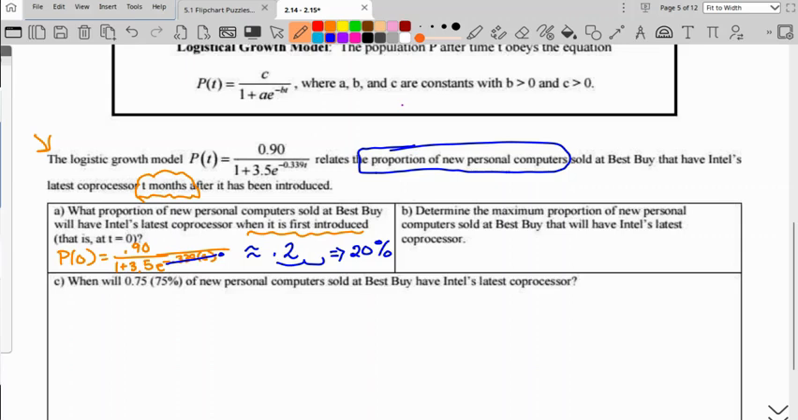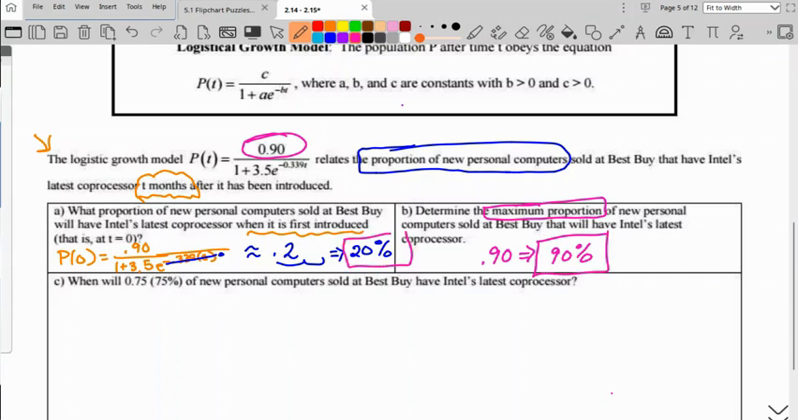Okay, it says determine the maximum proportion of new personal computers sold at Best Buy that will have Intel's latest coprocessor. So what's the maximum amount? We know the starting amount. What will the maximum amount be? Well, remember what the definition of the formula told us. The carrying capacity is the maximum it ever can be. So we don't have to do any calculations there. 0.90 is the carrying capacity, and that means the greatest amount that they'll carry will be 90%. So 90% is the maximum that will be carried.